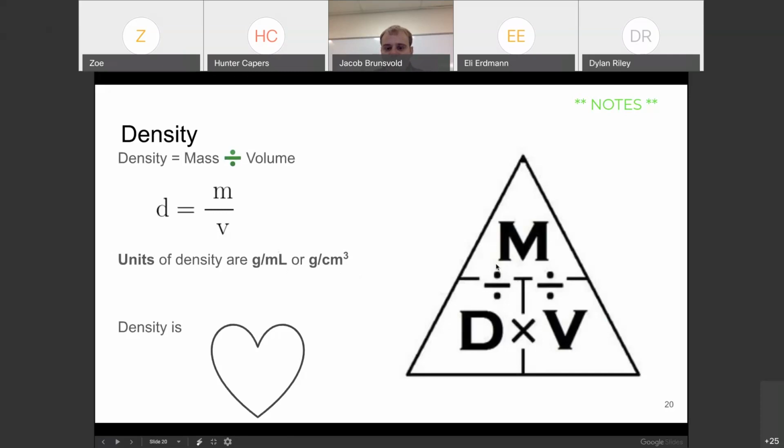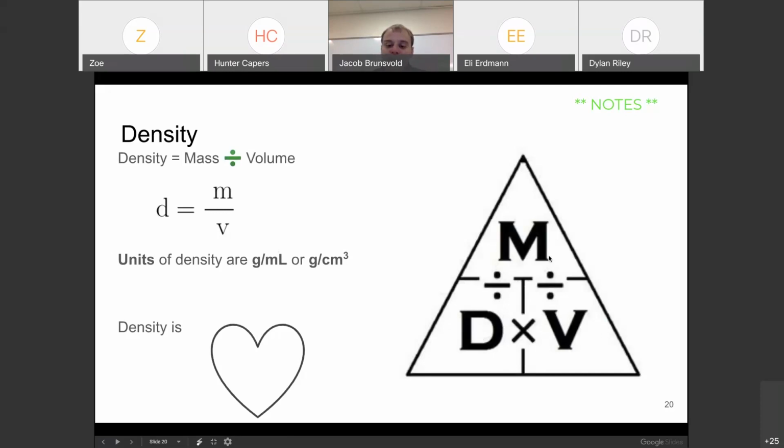This is a density triangle, and this will help you figure out the relationship. The way that I think about this is if I ever want to figure one of these out, I just cover them up. If I cover up D, what's left is M and V, and what's in between M and V is the division symbol. So that means that density equals mass divided by volume.